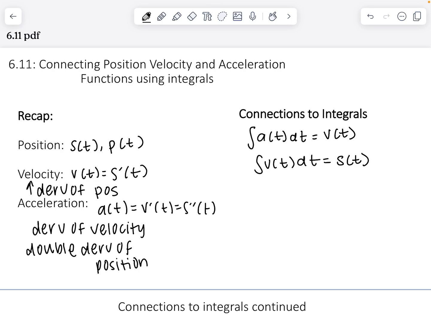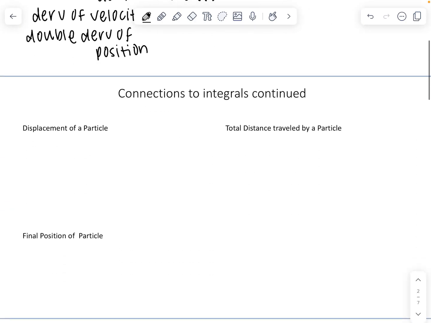And so here are some words that we are going to talk about a lot in this section. You see these words all the time. We have displacement of a particle, the total distance traveled by a particle, and then the final position of a particle. And so displacement of a particle is defined by the net change, or the net distance traveled by a particle.